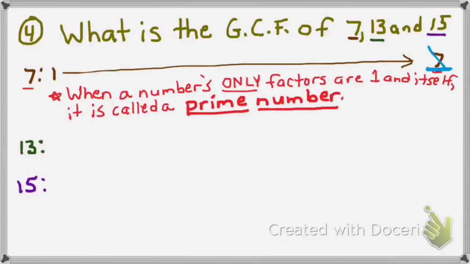What's the next factor I have to try? Well, there's only one left, and it's a 1. 1 is a factor of everything. So does 1 go into 13? Of course it does. Does 1 go into 15? Of course it does. So the GCF of 7, 13, and 15 is going to be 1.